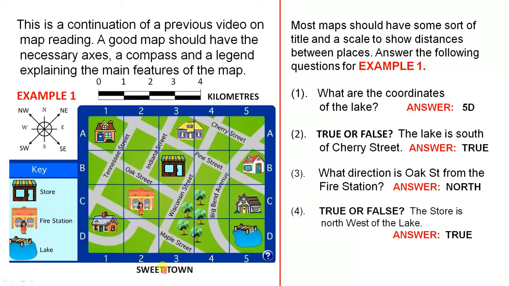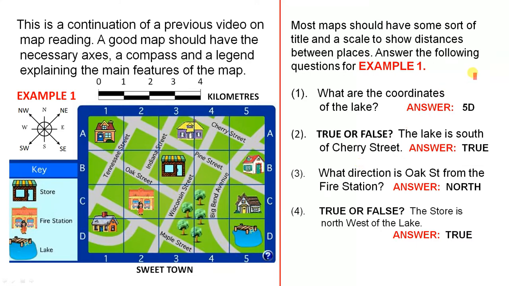So here is the title. That's the legend explaining some of the places. There's your compass. And here we've got the scale. Okay, so basically from there to there represents 1 kilometer. And then you've got your axes. Okay, you've got your 2 main axes. So all the main features are there.